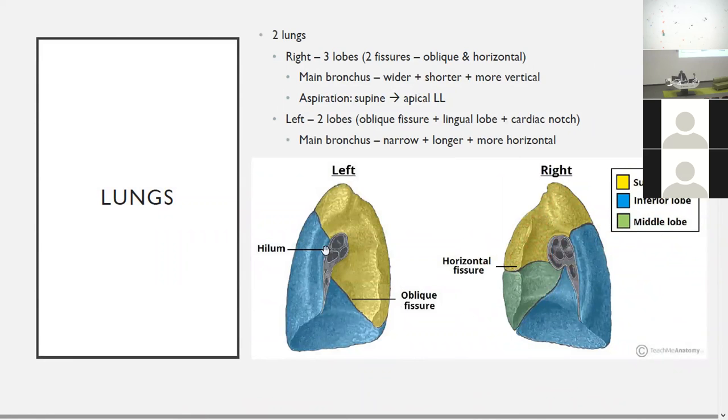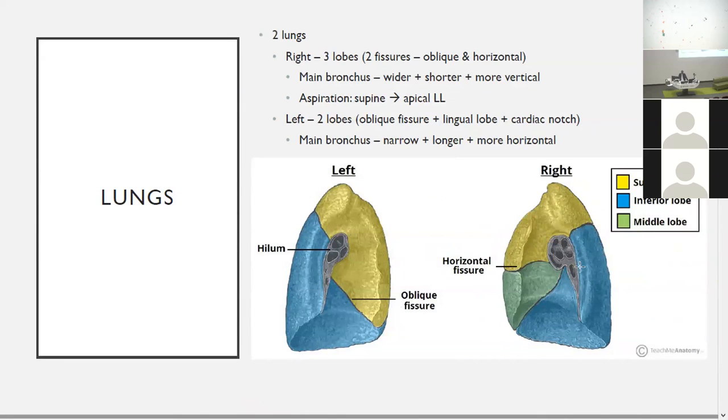And then the lungs. You will have two lungs. Some people might have less for different reasons. The right lung has three lobes, the left lung has two lobes, and that's because of the heart, which is on the left side of the body. An important thing about the right lung is that your main bronchus is wider, shorter, and more vertical. So if you aspirate anything, it's likely to go to your right lung. That's important to remember.